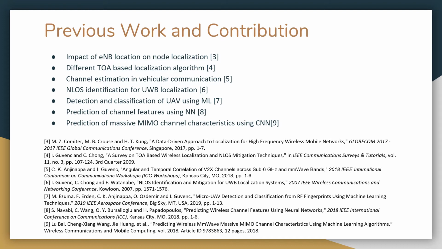And then in prediction of channel features using neural networks, it discusses the combination of different features like angle of arrival and angle of departure to discover unknown features at the UE through the use of a neural network with a fixed number of hidden layers. And lastly, in the prediction of massive MIMO channel characteristics using convolutional neural networks, it discusses the use of a feed-forward network to map the relationship between channel characteristics and geographical location with millimeter wave channels.